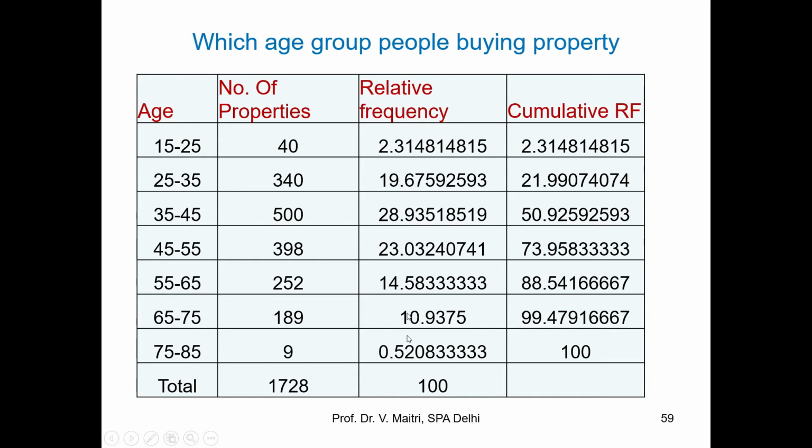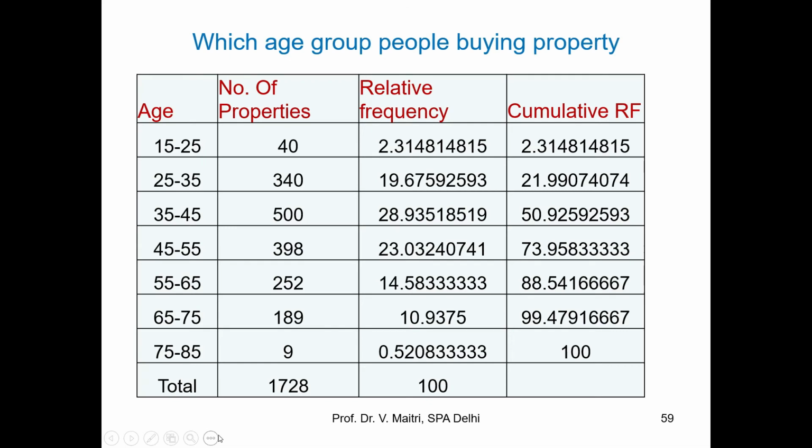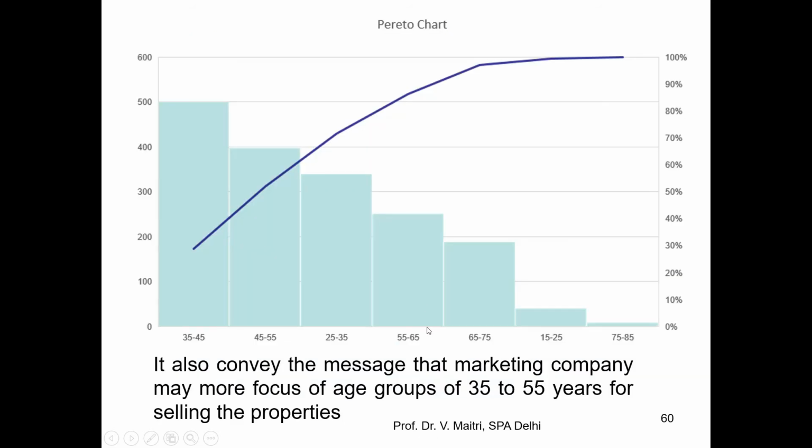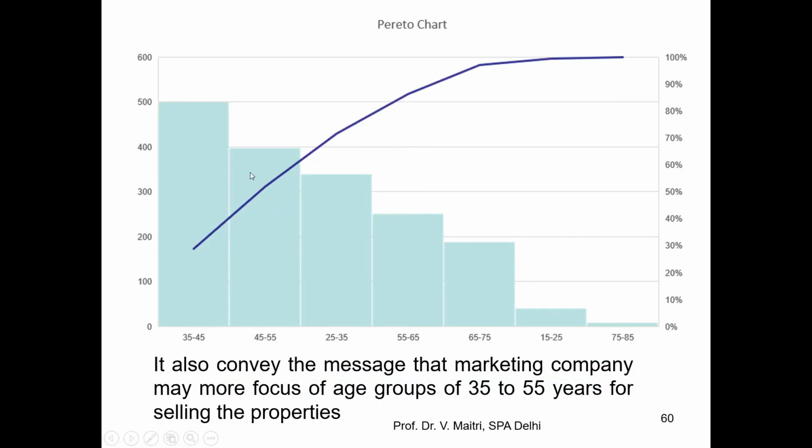So we are computing the relative frequency formula. We also know that it is frequency divided by total frequency multiplied by 100. Then we draw the cumulative relative frequency. So we are presenting it in this way. Then for the Pareto curve, you have to take care that the highest value is presented first. So the highest value is 35 to 45, so 35 to 45 we present first. Then the next value is what? 45 to 55. So that 398 is presented.